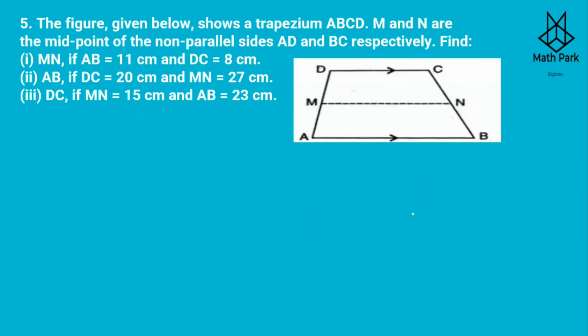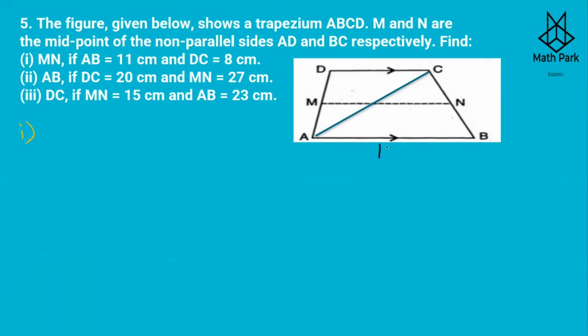Got it? Question number 5, we have again a trapezium ABCD. In this, M and N are the midpoints of the non-parallel sides, AD and BC. Find MN if AB is equal to 11 and DC is equal to 8 centimeter. So this is to be done in parts. Let us join AC. Now let us do the first part.